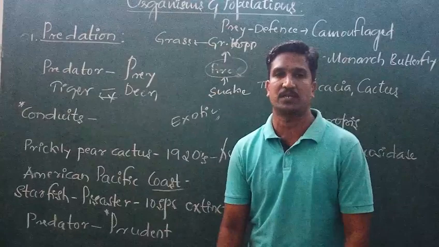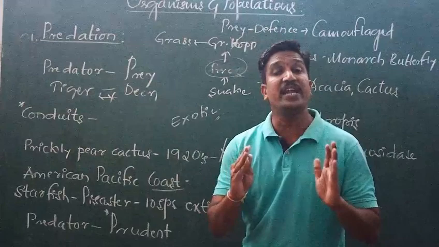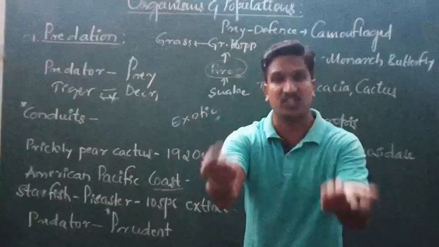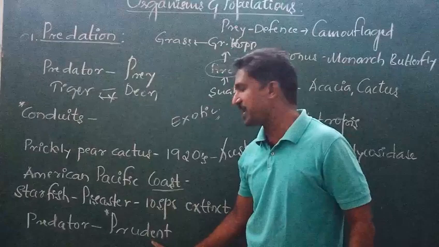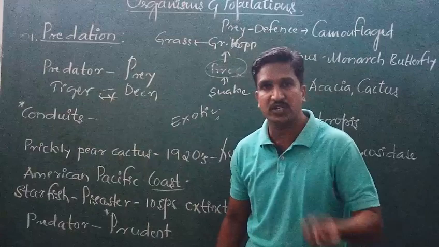Prudent is nothing but the predator will be controlled by the prey. If it is not controlled, the predator will not get any food, and the predator will become extinct like dinosaurs. So the dinosaurs are said to be as prudent. So in nature, the predator becomes prudent. Dinosaurs are a predator and they became extinct. Why did they become extinct? They did not get the food.